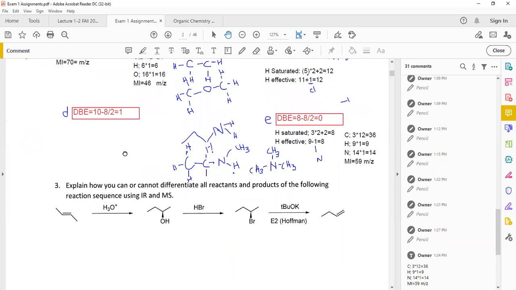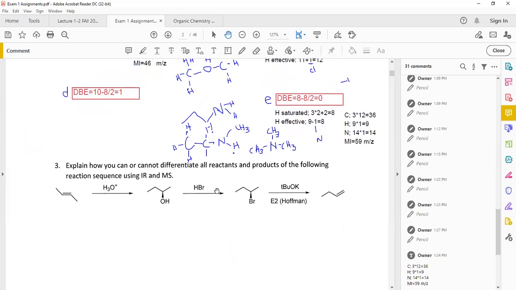Okay. Here is another question. This is a tricky question, so we need to know what is in each part. This is a reaction, and sometimes we use this kind of identification techniques in order to identify what is happening in the synthesis. So here we have a double bond. After this reaction, that is an acid hydrolysis, we can form alcohols. Then we do bromination and we add a hydrogen and bromine to remove that alcohol. And then we use the Hofmann reaction to do a double bond, okay? They ask how you can differentiate each one of these products and the reagents using these two techniques.